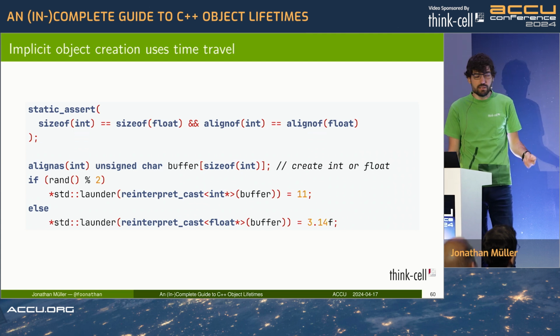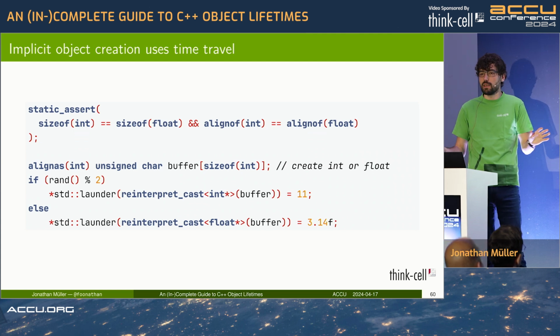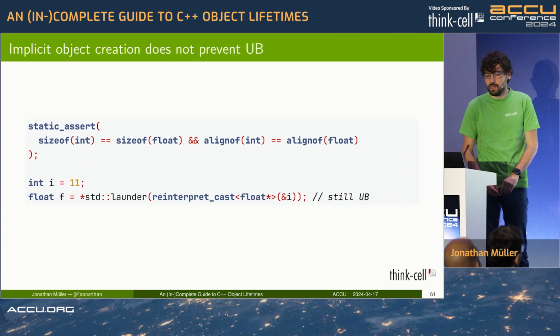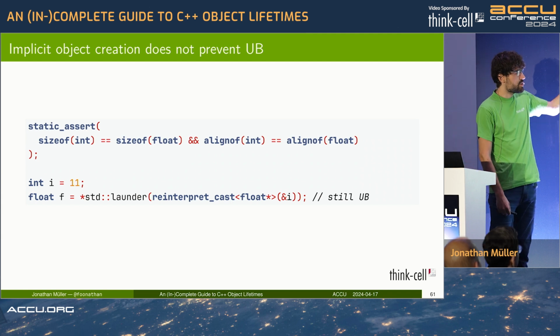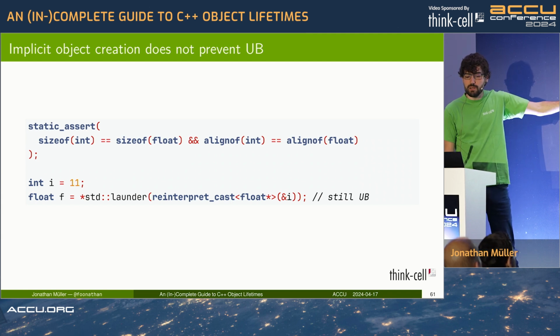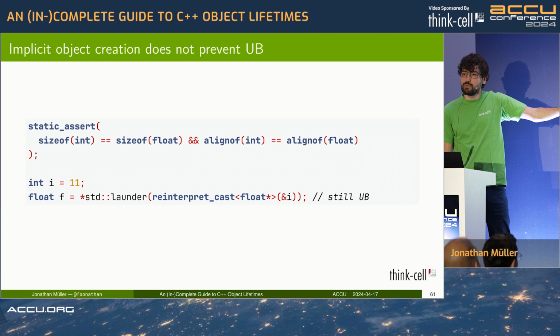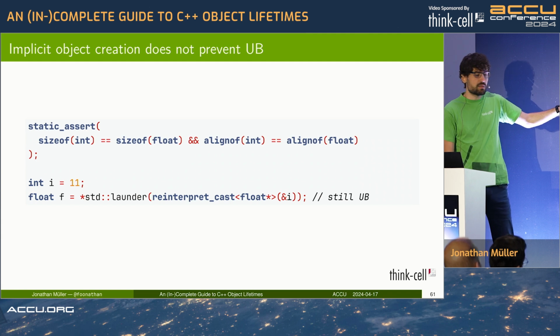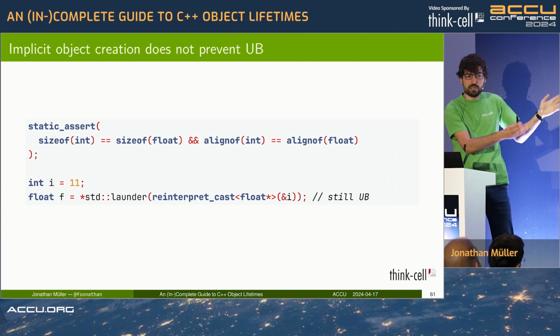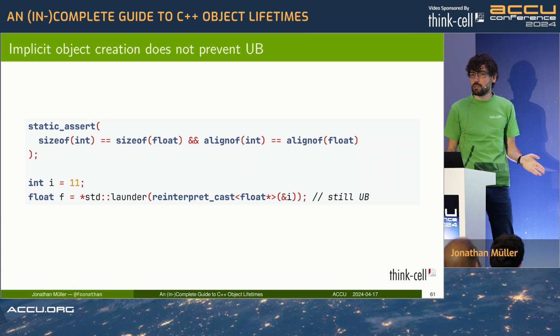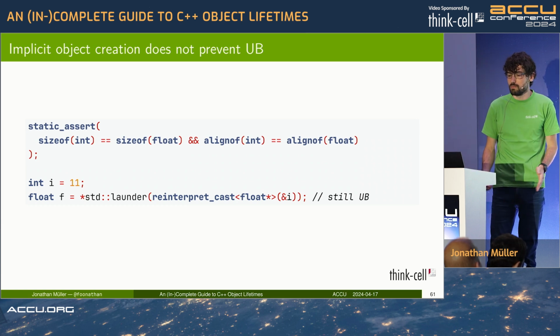And just like std::launder, implicit object creation is not a magic thing that prevents all undefined behavior. So when we use code like this, where we've got our int and we reinterpret_cast to a float pointer, the compiler will not create a float for you. So this is still undefined behavior because we are dereferencing a float object, but we don't have a float object. We just have an int object.